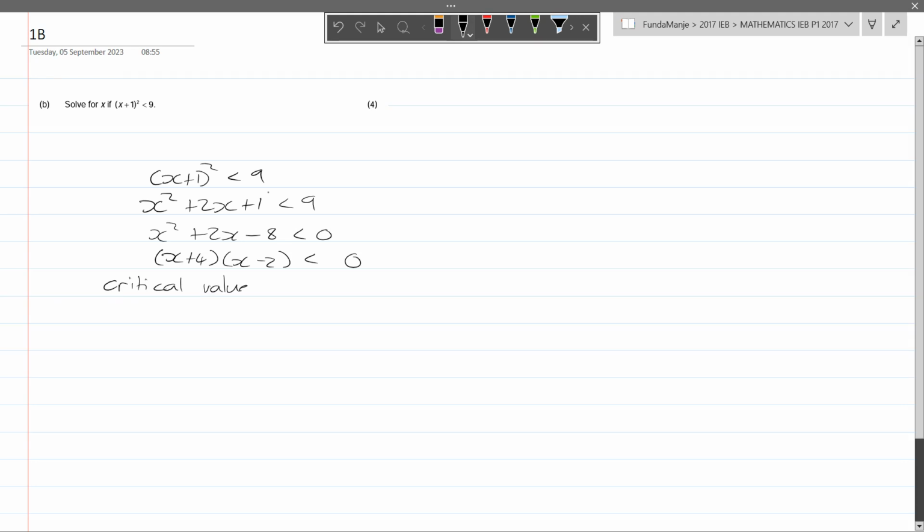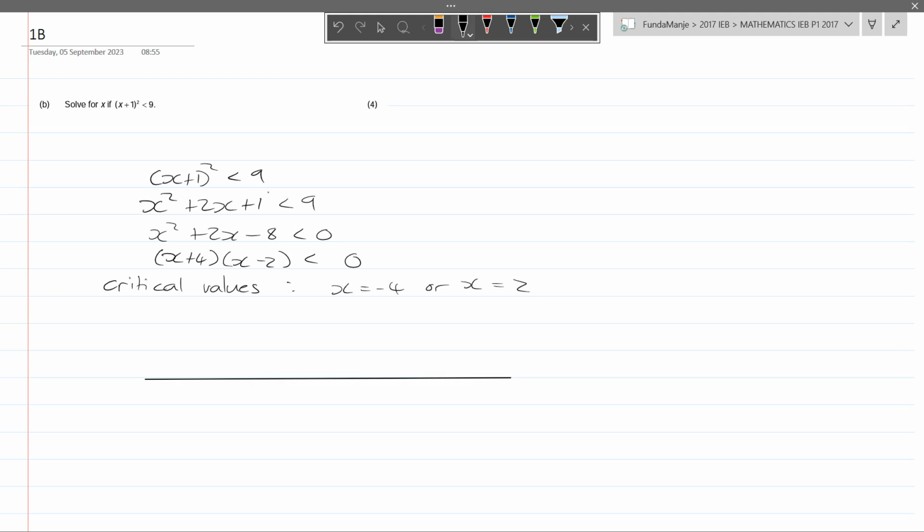So the critical values, or CVs, will be x equals minus 4 or x equals 2. Then once this is done, we draw a little x-axis. Well, that's a huge one, but okay. And then we put our two critical values, minus 4 and 2. Then we draw a parabola according to the shape we had last before factorizing. Here it was a positive, meaning it's a smiling parabola. So it would look something like this.